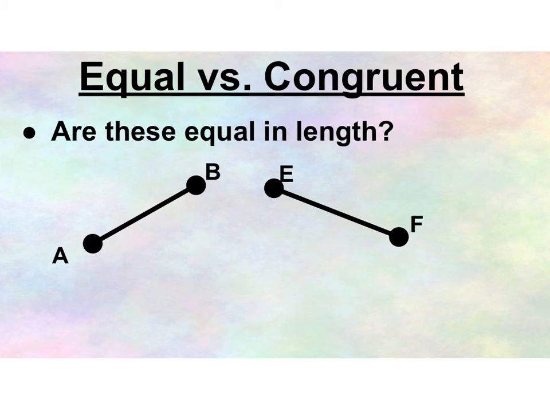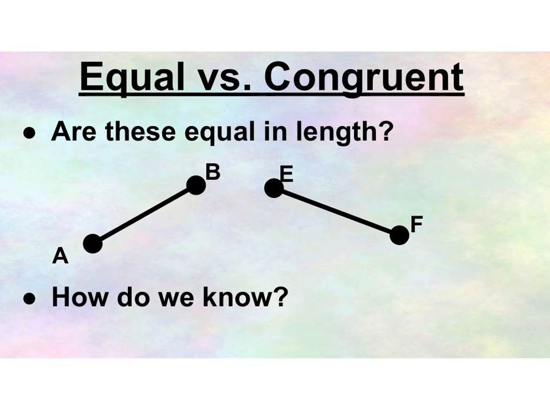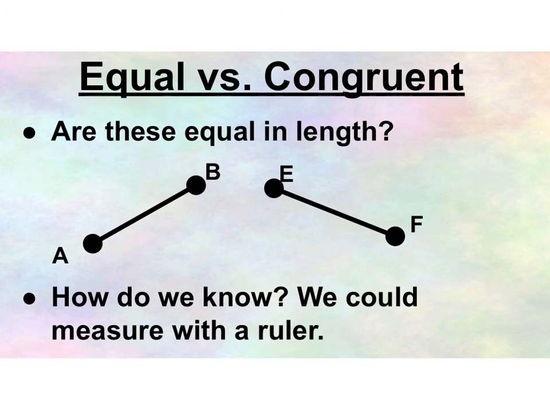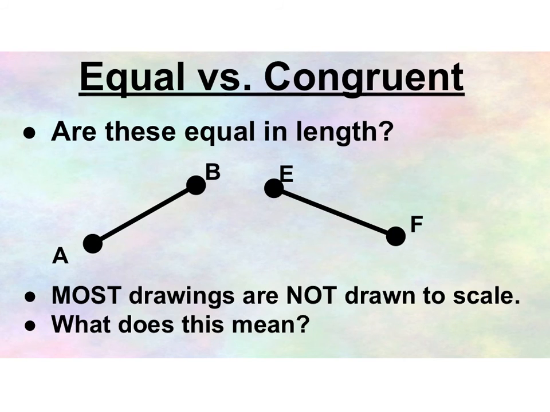Well, we have segment AB and we have segment EF. They might look like they're equal, but we do not know. We don't have a measure. We don't have any sort of marking, and we cannot just assume that they are equal. So we might think they are, but we're not going to assume. We could grab a ruler and we could measure to see if they're equal. But in geometry, we need to remember that most drawings are not going to be drawn to scale. So if it looks like it's congruent, we don't know that unless we have a certain marking.